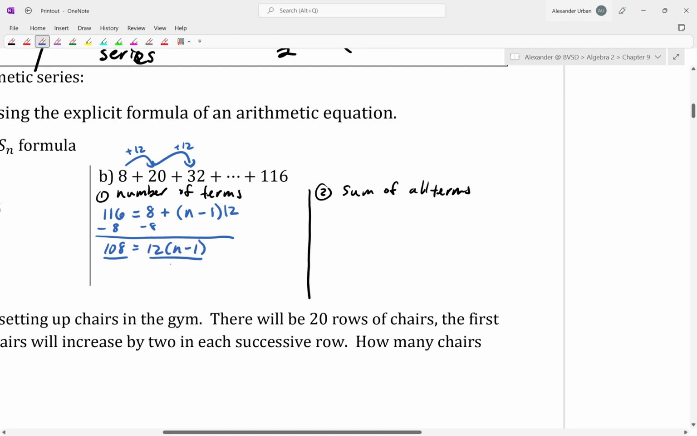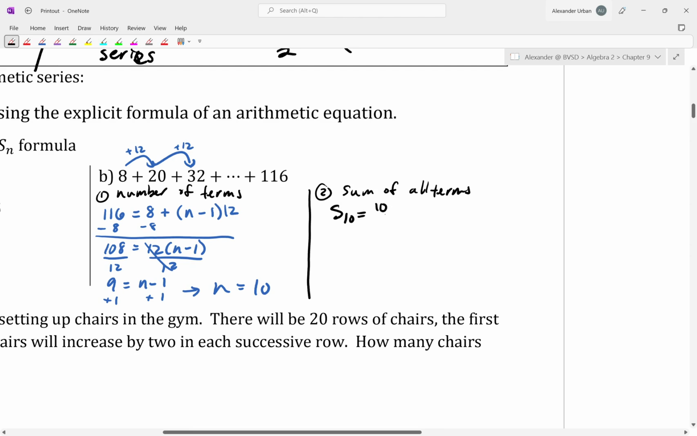Divide both sides by 12. 9 is equal to n minus 1. Add 1 to both sides. N is equal to 10. So what this tells me is that I have 10 terms. So when I want to find the sum of all my terms, I need to use 10 of them.